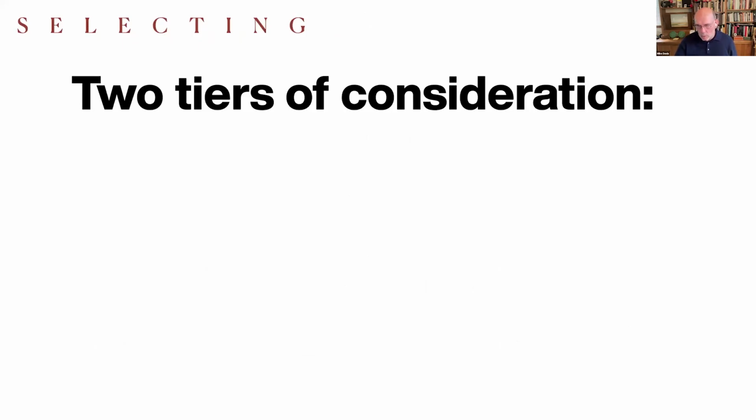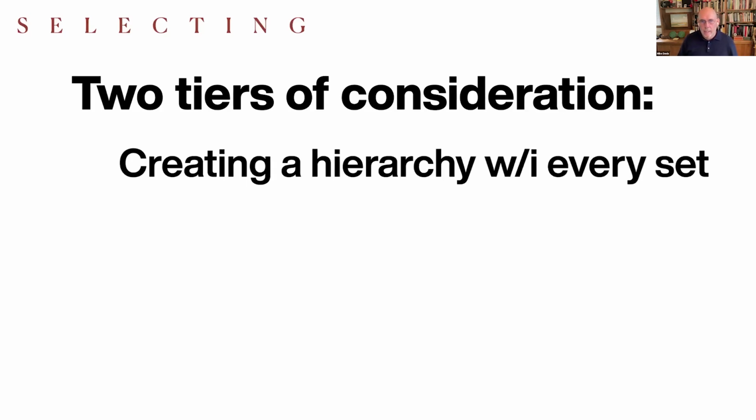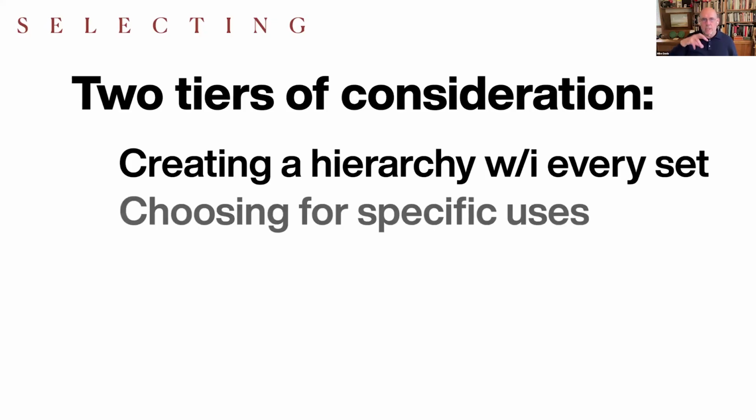As you're editing your own work or someone else's work, I encourage you to think of it in two different ways, in two different tiers of process. One is that for every frame you make, you should create a hierarchy within that. What I mean by a hierarchy is here's the best, second best, third best, fourth best, fifth best, sixth, seventh. That becomes incredibly important for many reasons that I'll get into a little more. And then the second tier is choosing for specific uses from that hierarchy you've created.